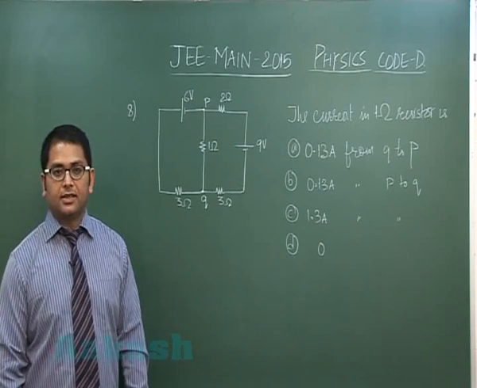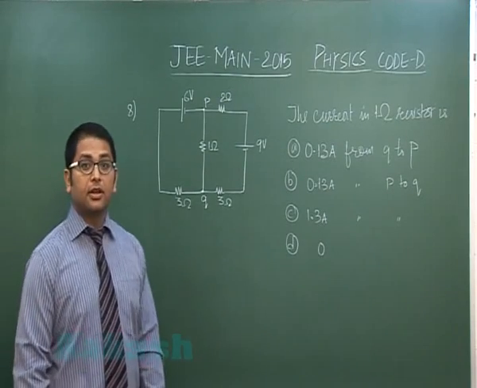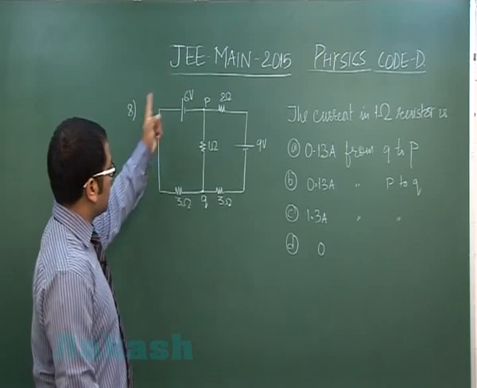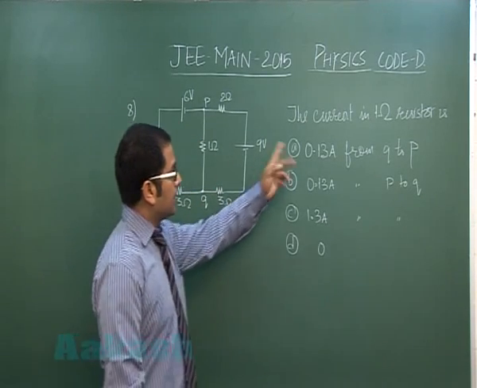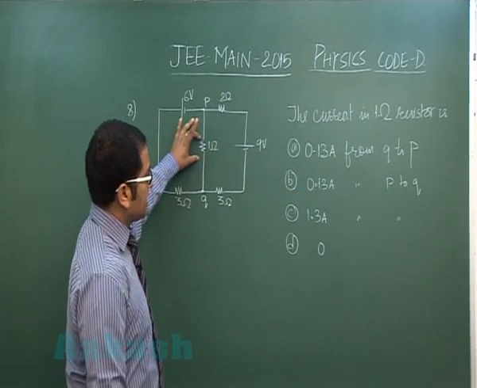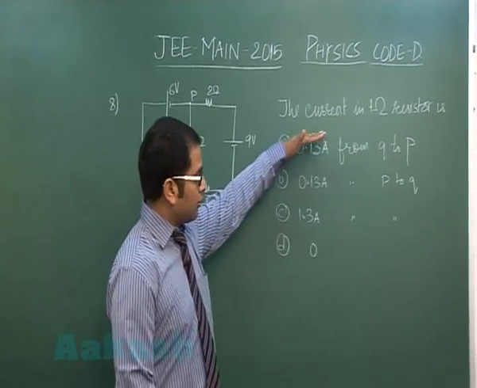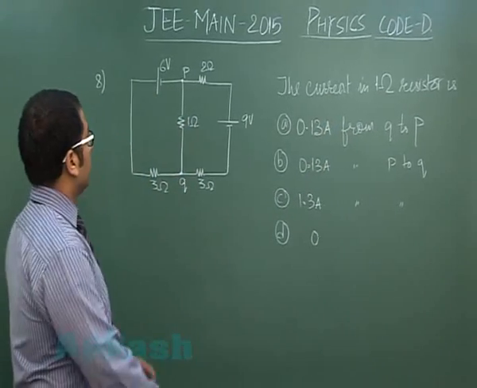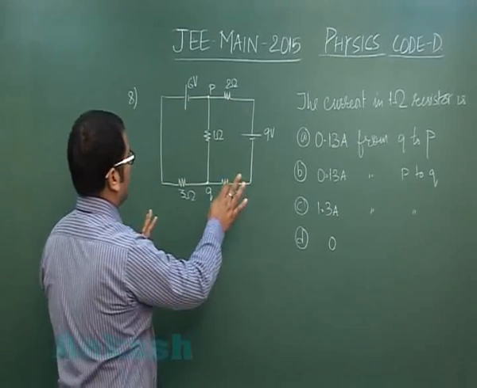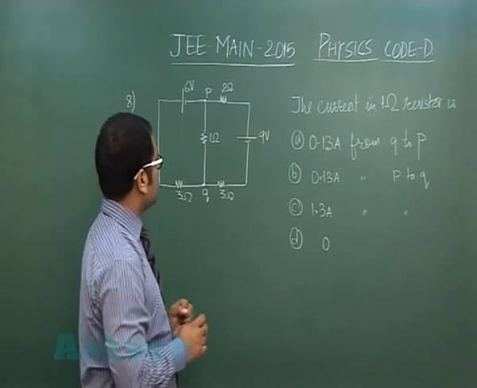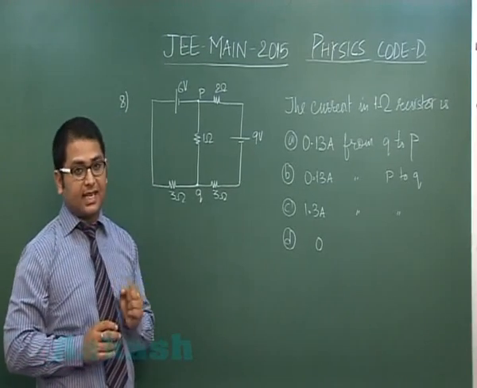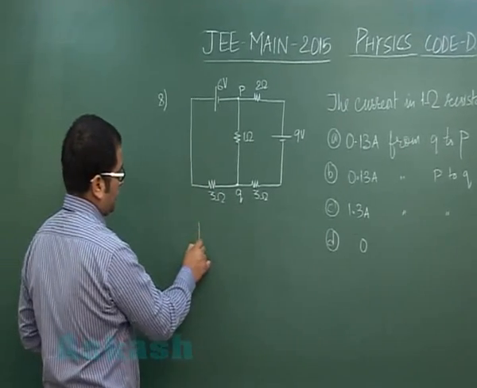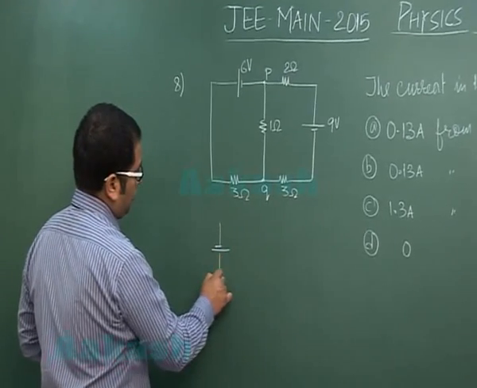Question number 8 has again recurred from current electricity, and it's related to a circuit. A circuit has been given here, and we need to calculate the magnitude of current in the 1 ohm resistor, as well as its direction. This particular circuit can be simplified by using the combination of cells, and it can be redrawn in this way.